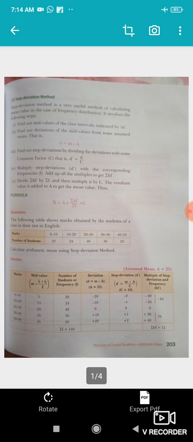Today we are going to learn the step deviation method of continuous series. Yesterday we had studied the direct method and assumed mean method. Now today we'll see how we do this sum with the step deviation method.